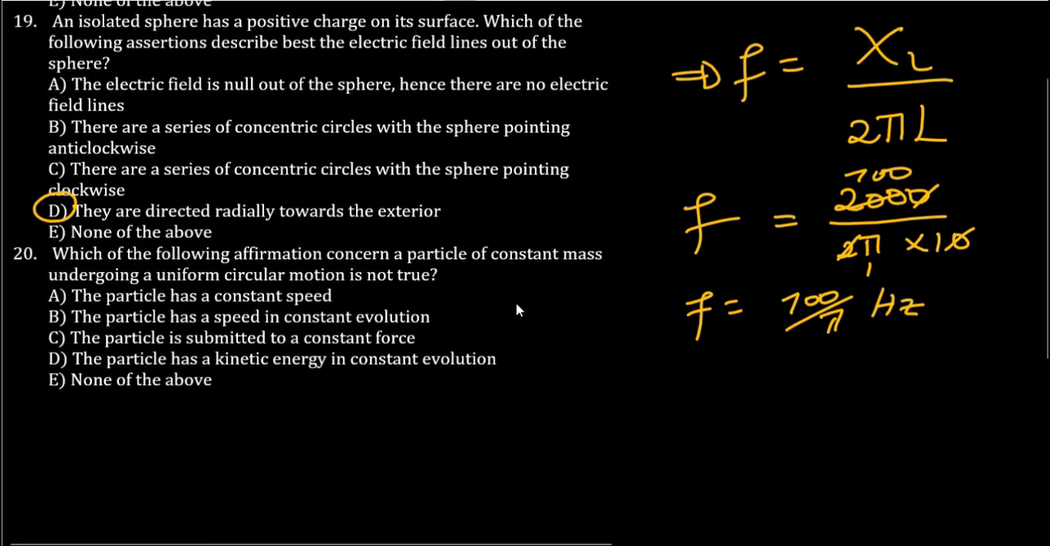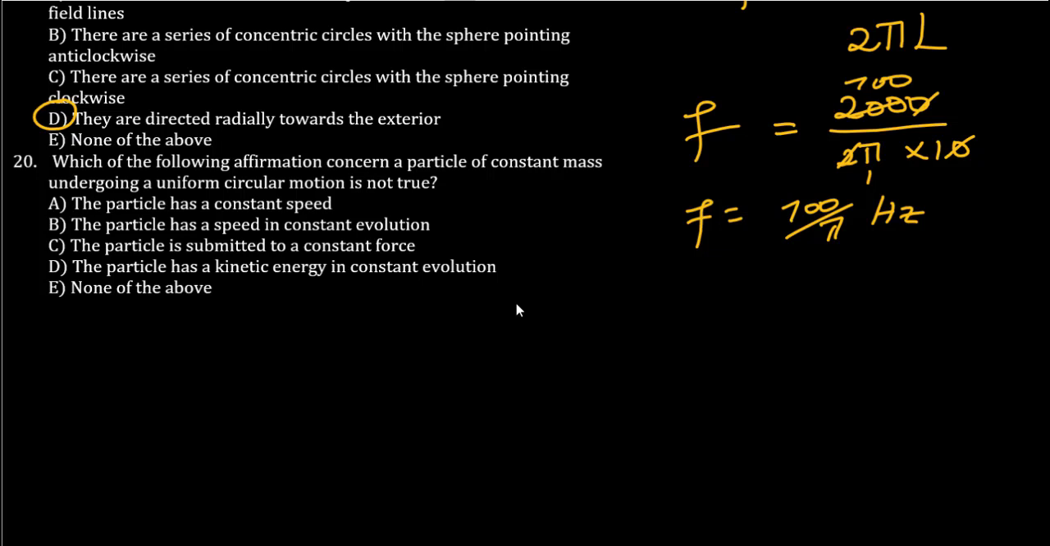Question number 20. Which of the following affirmations concerning a particle of constant mass undergoing uniform circular motion is not true? A, the particle has a constant speed. B, the particle has a speed in constant evolution. C, the particle is submitted to a constant force. D, the particle has a kinetic energy in constant evolution. E, none of the above.